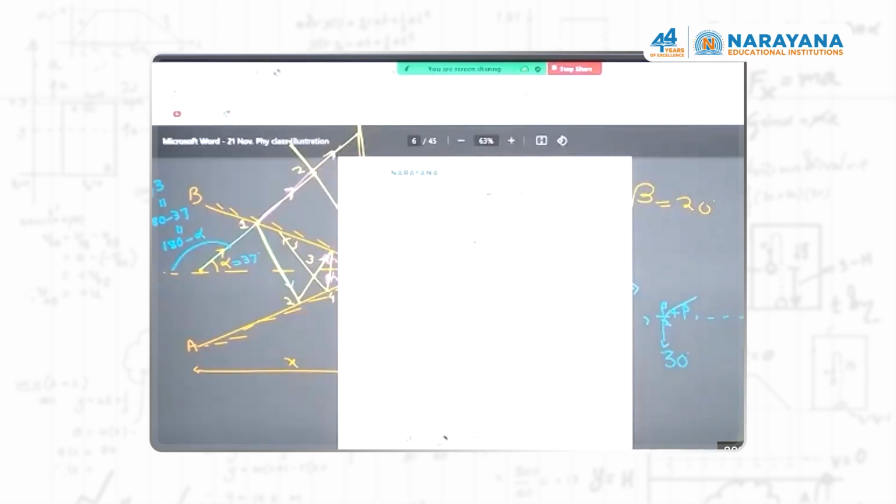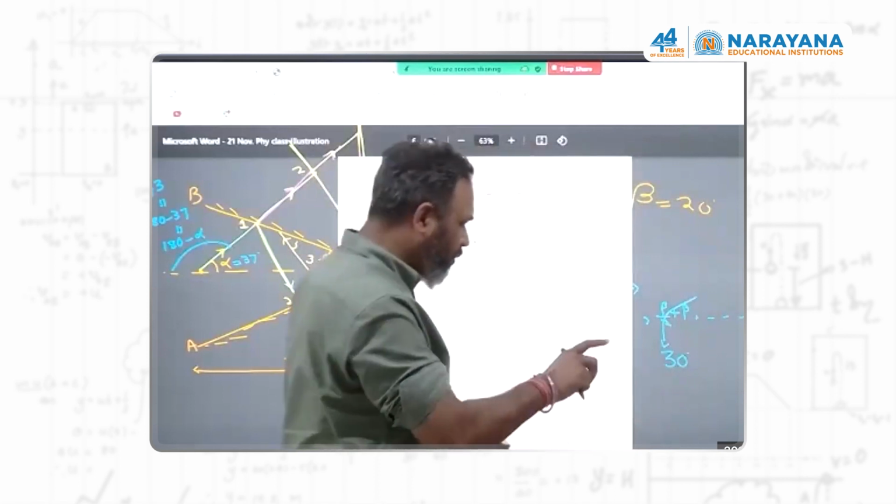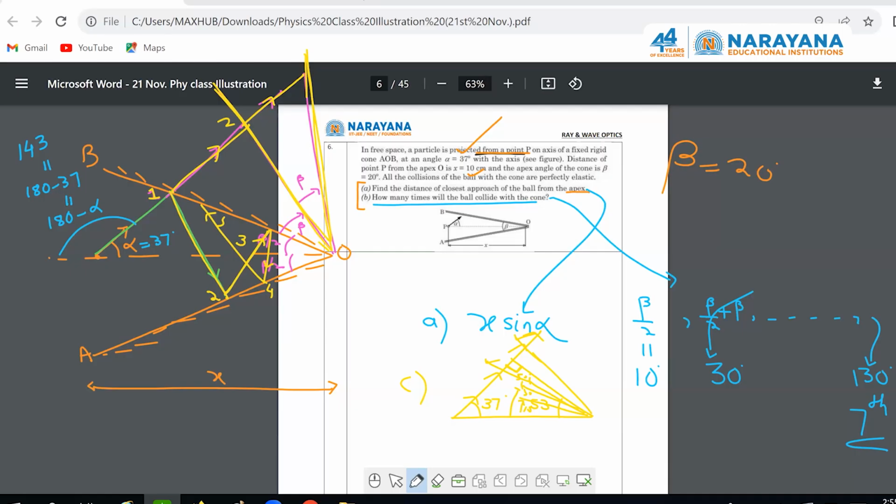The minimum distance, sir. Didn't get you. Can you come again? The minimum distance from the apex. Basically, I can write distance at any point of time you wish.